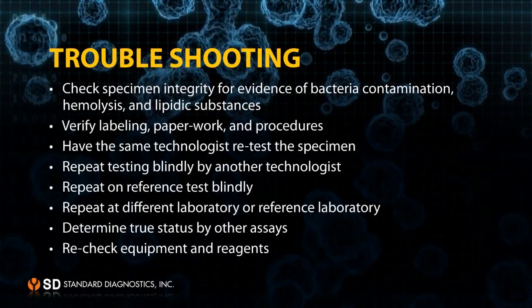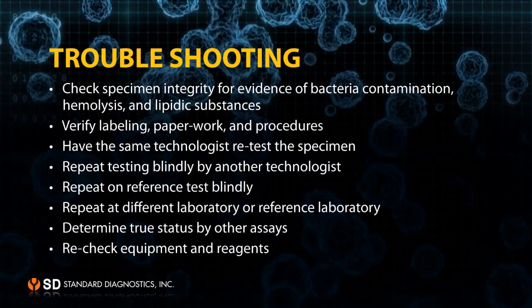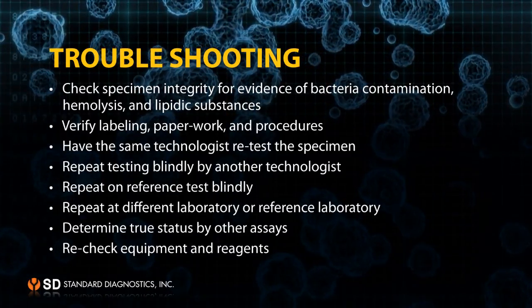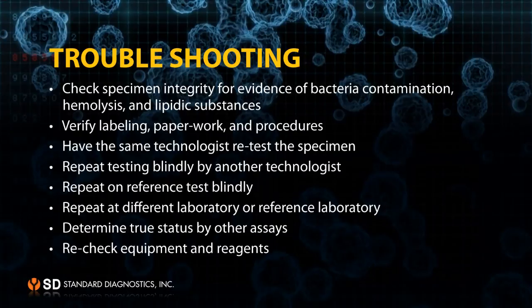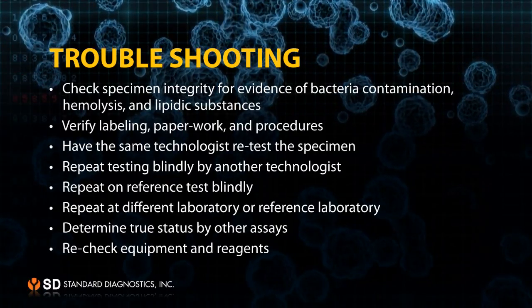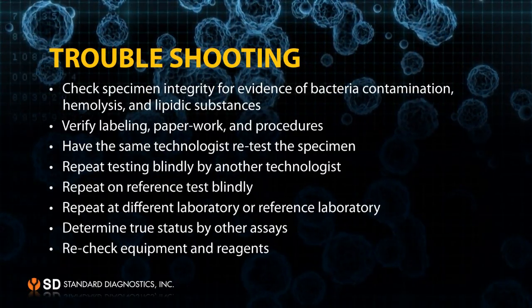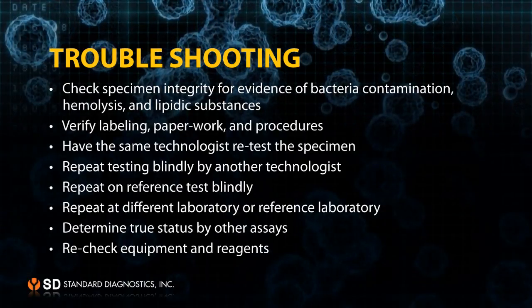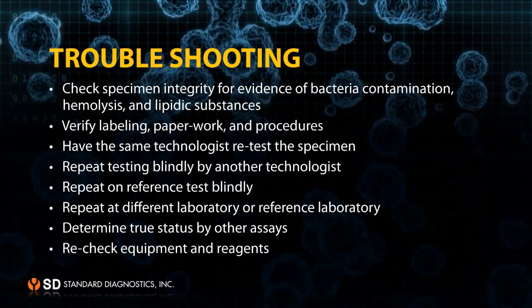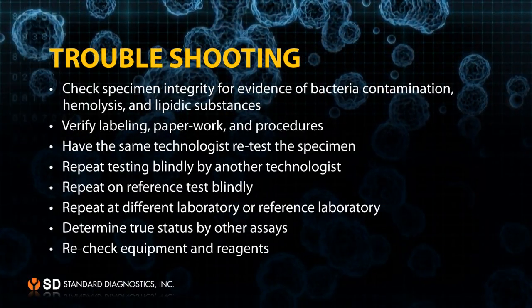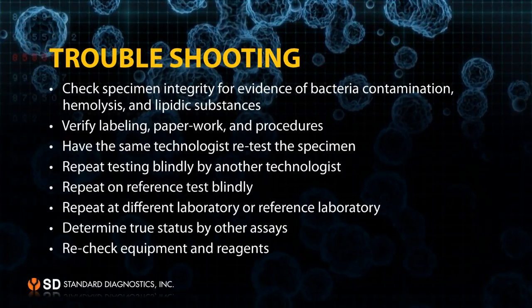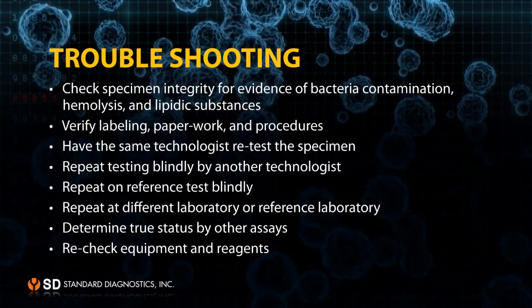When you have a problem with your test, it could be solved by the following. Check specimen integrity for evidence of bacterial contamination, hemolysis, and lipidic substances. Verify labeling, paperwork, and procedures. Have the same technologist retest the specimen. Repeat testing blindly by another technologist.